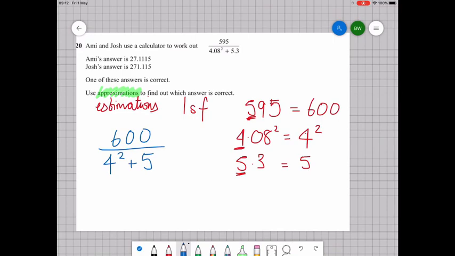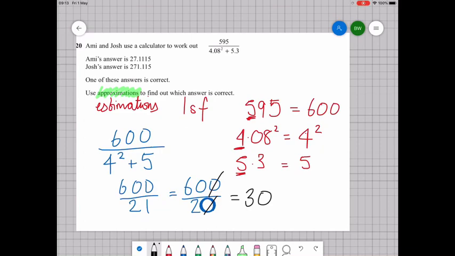Now, 4 squared is 16, plus 5 is 21. So 600 divided by 21. Now again, I'm using approximations, that's quite difficult. So I'm going to change that to 600 divided by 20. So I've rounded that again to one significant figure. So when I'm doing 600 divided by 20, that's the same as 60 divided by 2, which is 30. So the answer that's closest is Amy's answer, 27.115. So Amy is correct in that case.